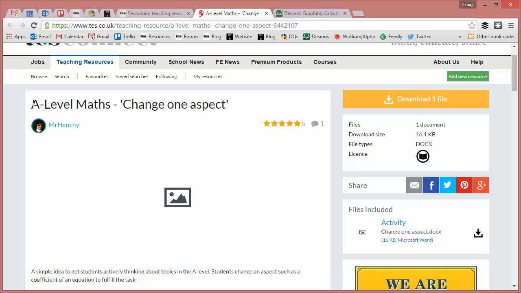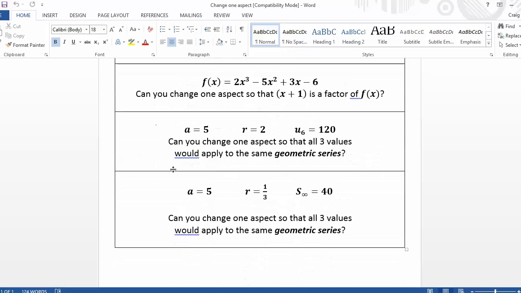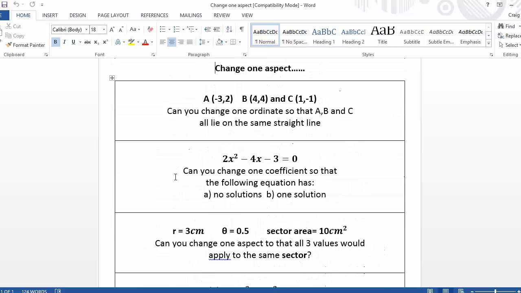So if you're seeing this is A-level maths and thinking, right, I'm going to turn off here because I don't teach A-level maths, please stay with me for a few minutes because I reckon this is such a versatile, simple and important resource. It's been uploaded by Mr. Henchy. It is a Word document and it looks like this. So we've got, I think, 7 kind of prompts or mini activities.